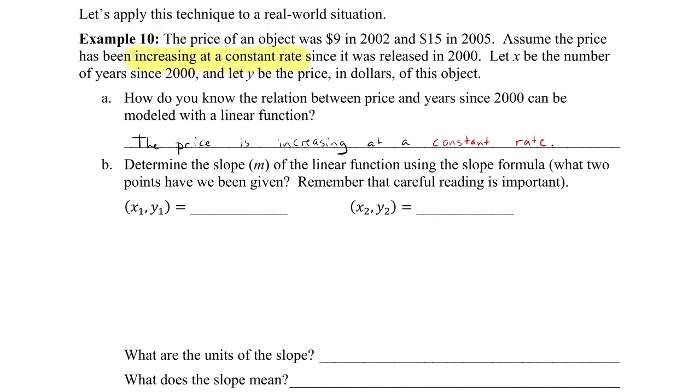Okay, now in this story we were not told the slope, but what we were told was two pairs of values. I'm going to make a little table here to help us organize our information. So we are told information about a year, which is related to the value of x. And we're told information about the value of y. So we are told that in the year 2002, the price is $9, and that in the year 2005, the price is $15.